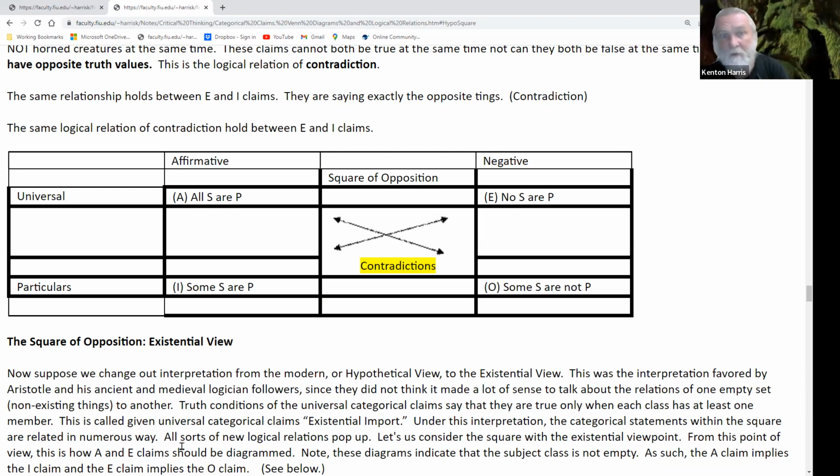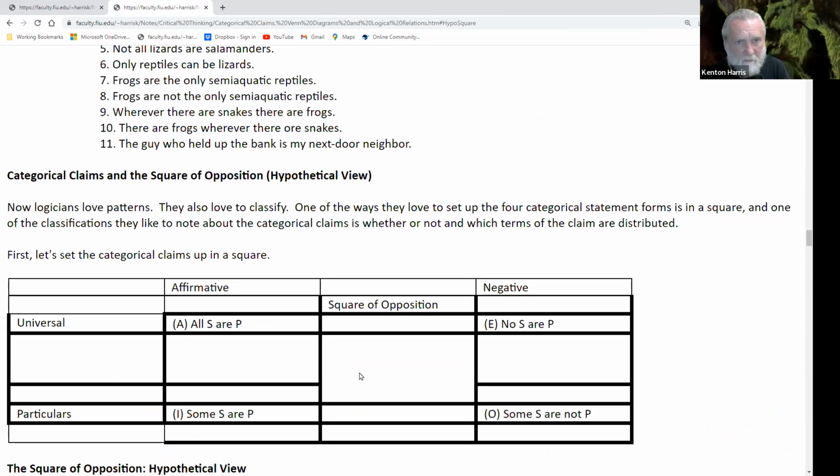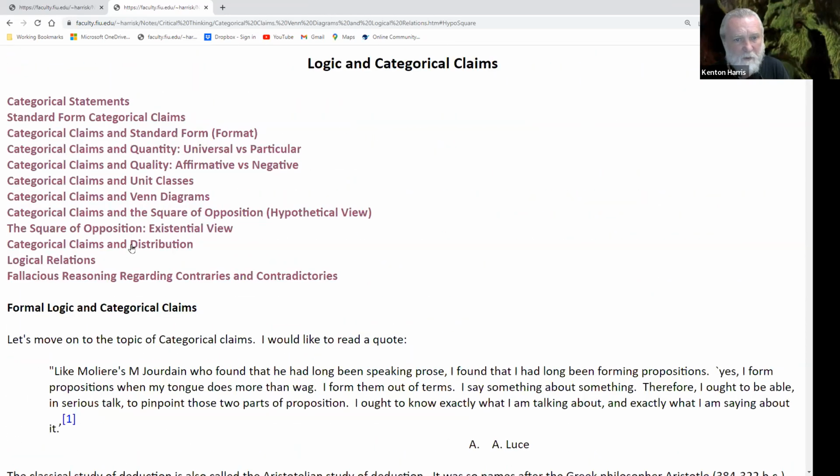Now, these are the only roads that exist on the square of opposition. In other words, from knowledge about the E claim, I can get to knowledge about the I claim, right? Because there's a road here. And from knowledge about the A claim, I can get to knowledge about the O claim. So I can move back and forth between these two claims because there is a road, a logical relationship. But this is the only logical relationship that occurs between the categorical claims on the hypothetical square of opposition. However, I'll use my fancy links because I went to all the trouble of making them.